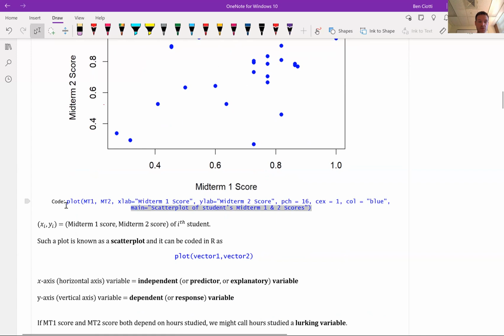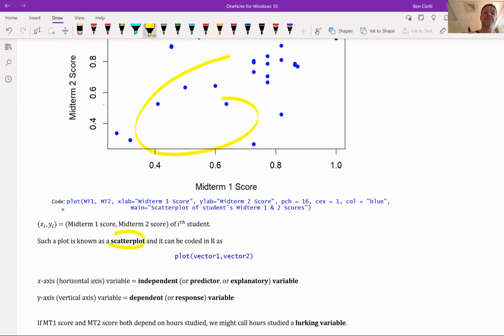Here's the code that I used to generate that. As I explained, each point has x coordinate equal to the midterm 1 score and y coordinate equal to the midterm 2 score. And we call such a plot a scatter plot. You can generate these in R via the plot command, where the first vector of input are the x values, the second vector of input are the y values, and these two vectors need to have the same length, of course, right? Because this is paired numeric data.